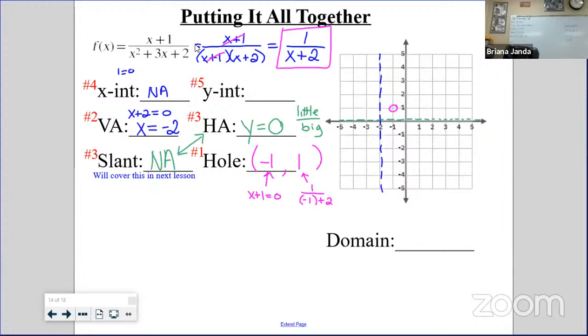And then our y-intercept, plug in 0. And put a dot on my y-axis at 1/2. Questions?